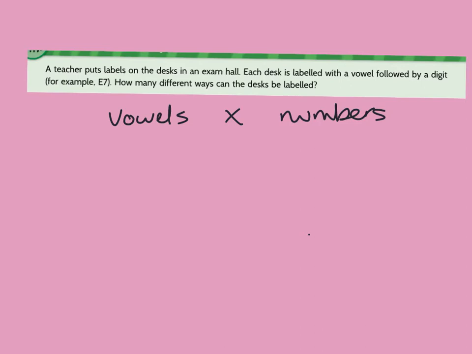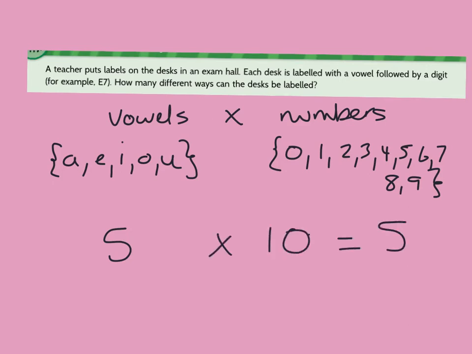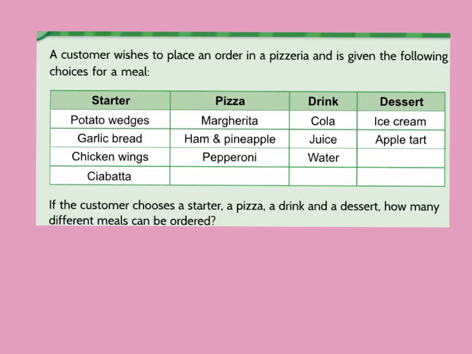Okay, so if we list out our vowels then, we will have A, E, I, O and U. And then if we list out our numbers, we're going to have 0, 1, 2, 3, 4, 5, 6, 7, 8 and 9. So that's 5 vowels multiplied by 10 numbers, because remember we have 0 as well. That will give me 50 different outcomes.